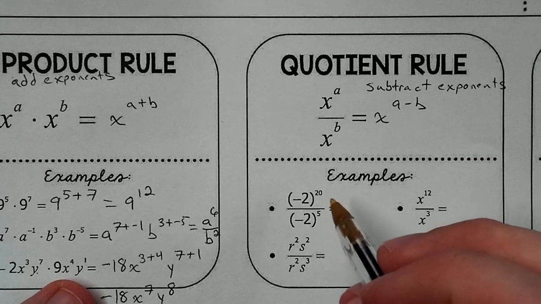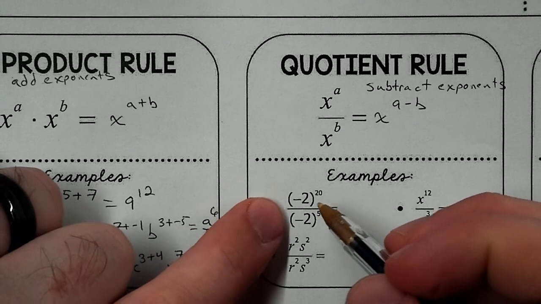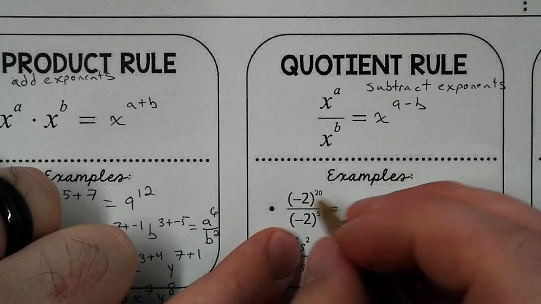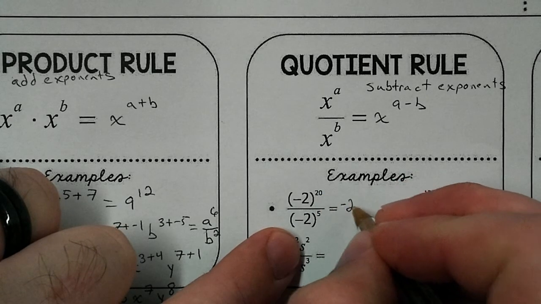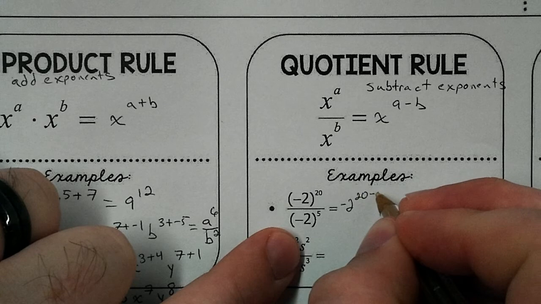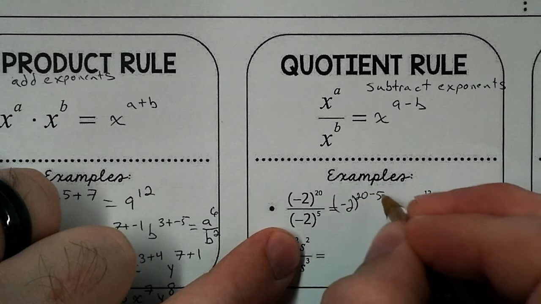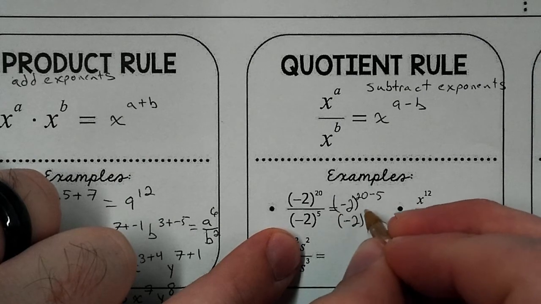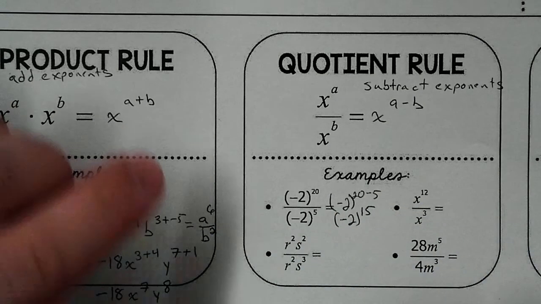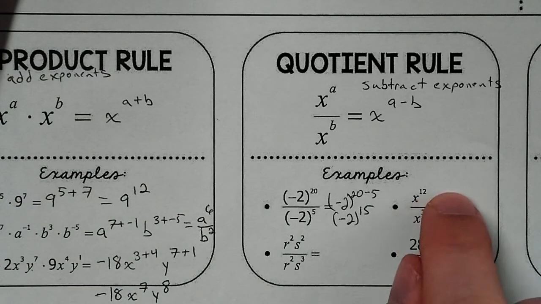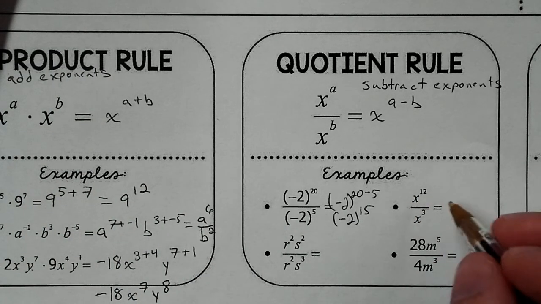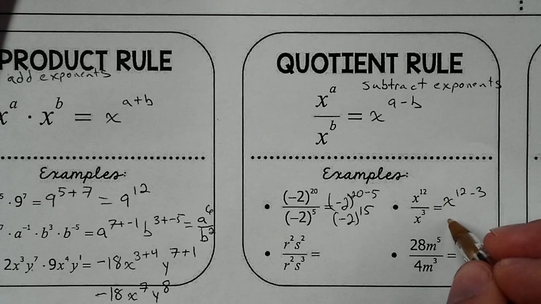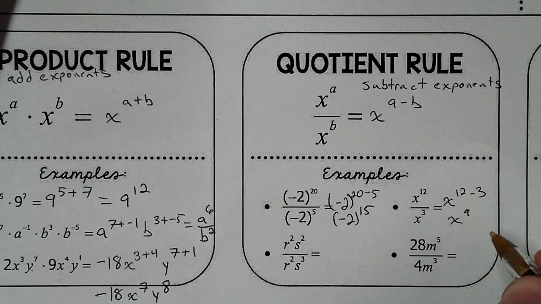So let's look at a couple examples. We'll start out with the one which is numbers. Negative 2 raised to the 20 divided by negative 2 raised to the 5th is going to be negative 2 raised to the 20 minus 5. And 20 minus 5 is 15, so our answer is just negative 2 to the 15th. X to the 12th divided by x to the 3rd is just going to be x to the 12 minus 3. 12 minus 3 is 9, so that's just x to the 9th.